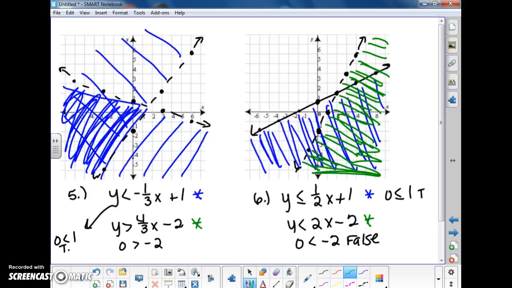And your solution region is not the region that has just blue. It's not the region that just has green. It's the region that has the blue and the green. Let me see if I can outline this a little bit better. That's your solution region for 6.